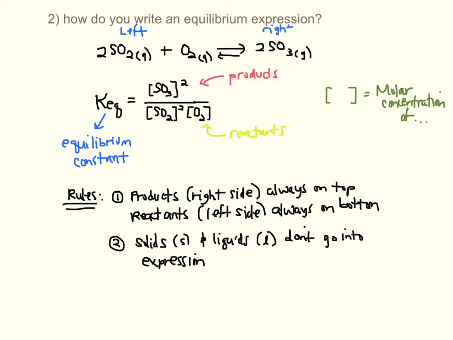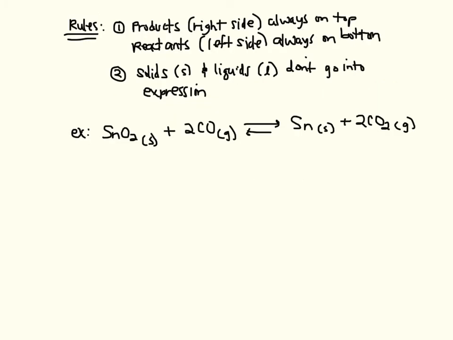Now, gases can have a molar concentration because they actually respond to changes in volume. So gases and things that are aqueous will actually go into the equilibrium expression. It's only things that are solid and liquid that you leave out of the expression. And in this equation, everything was a gas, so it all goes in. So let's do another one. Here's a chemical reaction. I want you to pause this and write the equilibrium expression, and then unpause and see how you did.